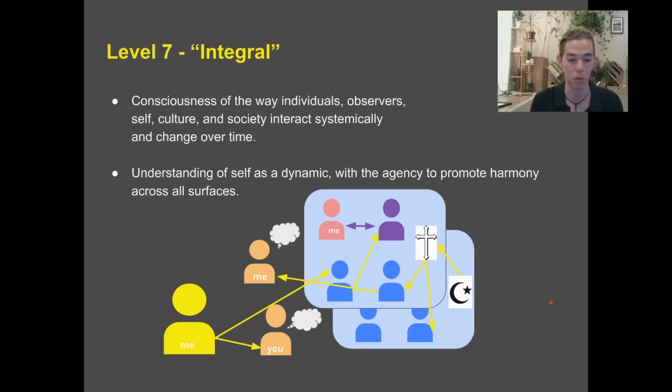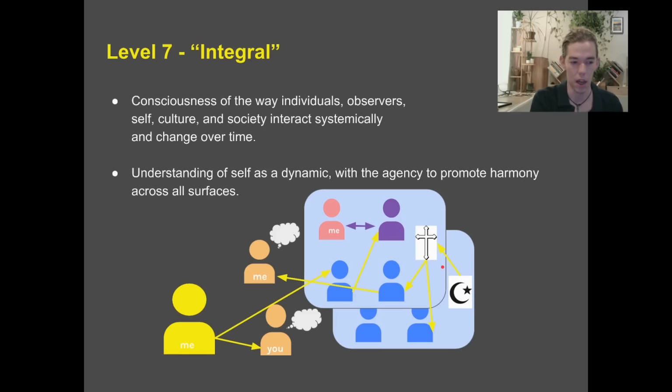And this is where level 7 comes in. We take a step back from that. So this is, I become conscious of the way that individuals, observers, myself, and cultures and society interact systemically and change with time.